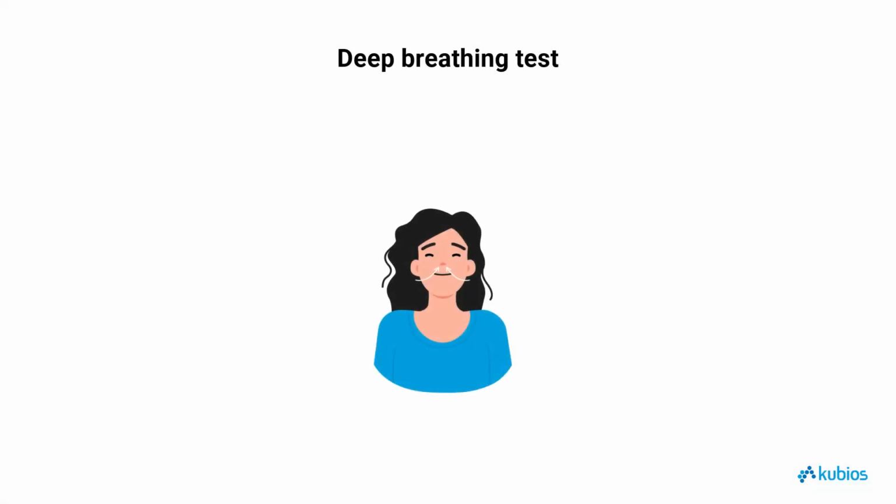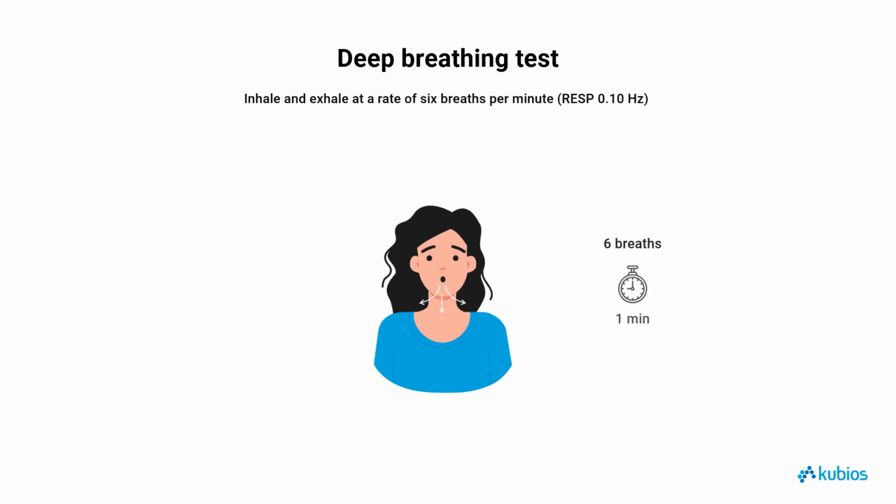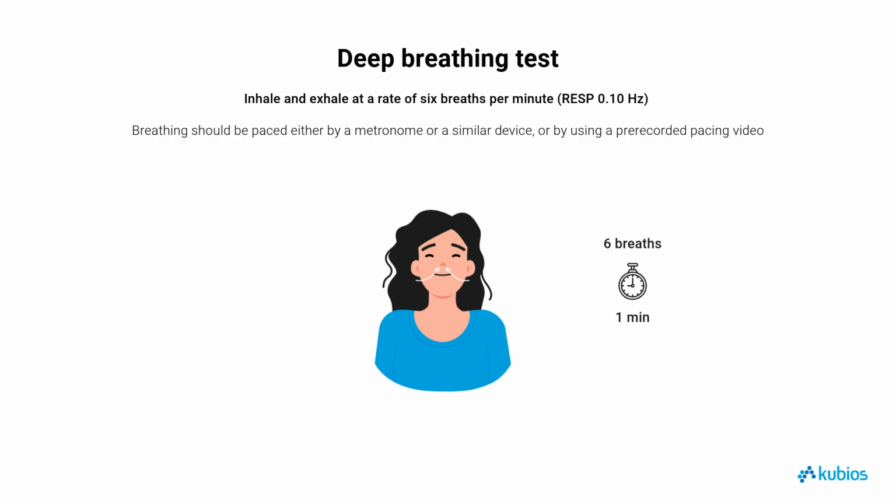The deep breathing challenge requires participants to maintain a respiratory rate of 6 breaths per minute, equivalent to 0.1 Hz. This controlled breathing pattern should be paced using either a metronome, another suitable pacing device, or a pre-recorded deep breathing pacing video. For example, the one on our YouTube channel. You can find the link in the description.